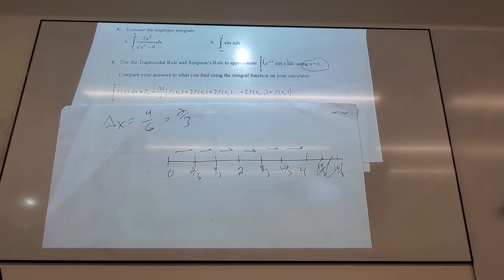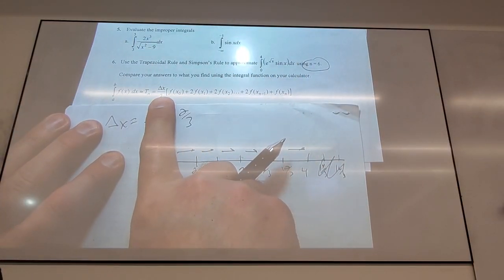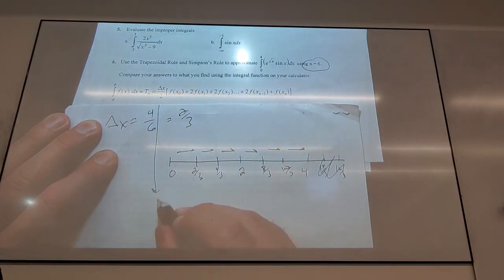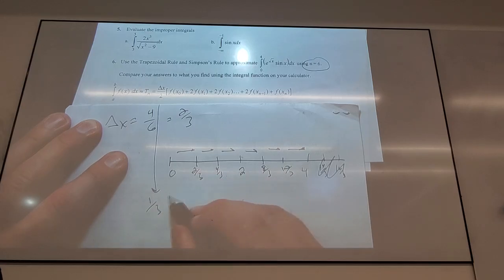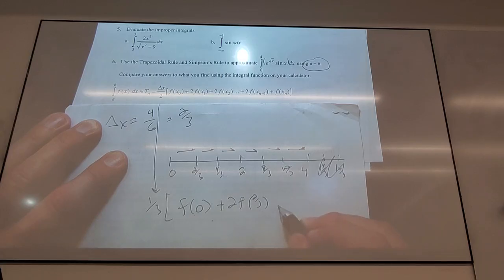You guys good? So now I just have to do, like Sarah was saying, this is 2/3, but then out front I put 2/3 divided by 2, which is 1/3. And then I want to do f of 0 plus 2 f of 2/3. Do you see? Plus 2 f of 4/3 plus and so on, 2 f of 10/3 plus, not 2 anymore, f of 4 at the end, yes?